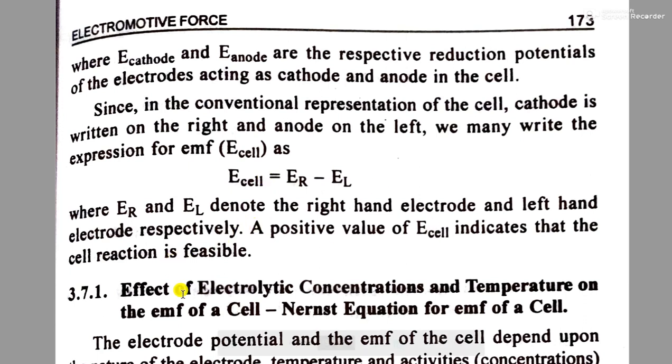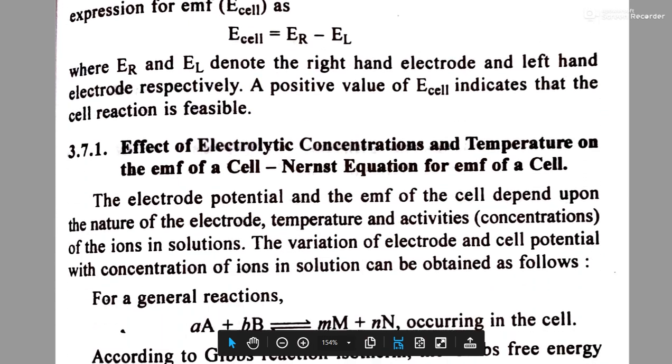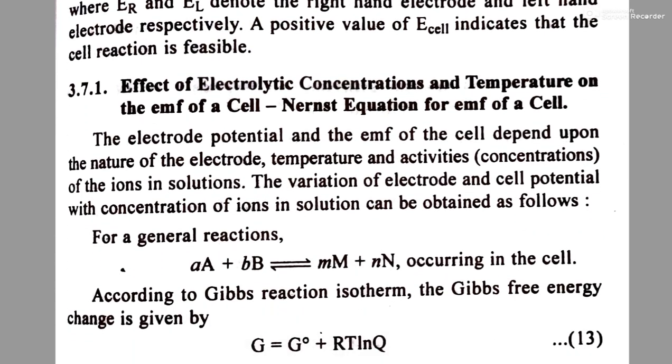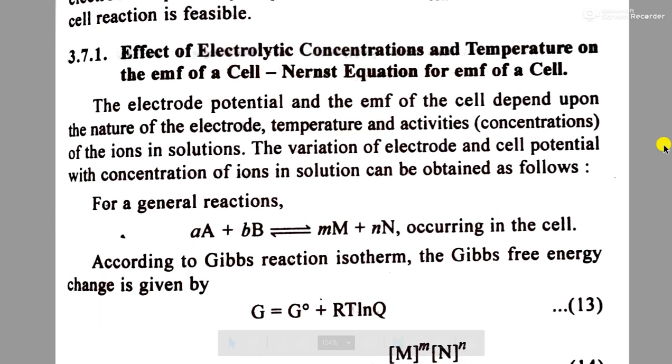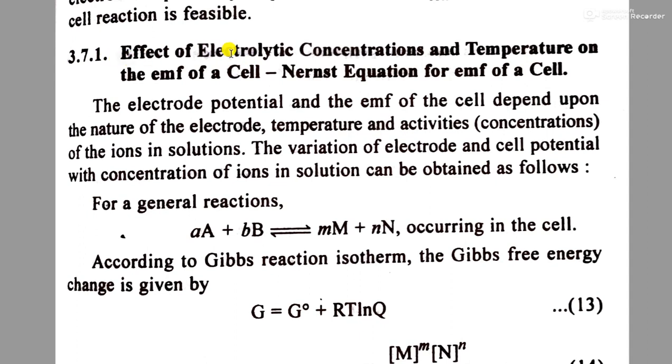Okay, next we will learn about the Nernst equation. This also we have seen previously, but we will learn how to derive the Nernst equation. So we can expect this question: derive Nernst equation for the EMF of a cell. Please take the section 3.71, effect of electrolytic concentrations and temperature on the EMF of a cell. Nernst equation for EMF of a cell.